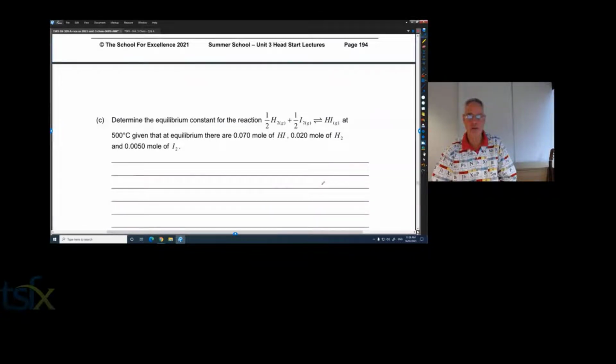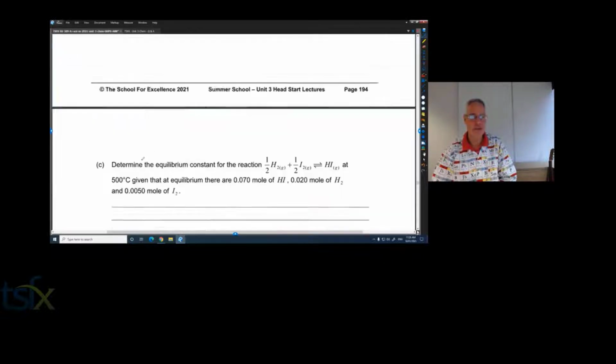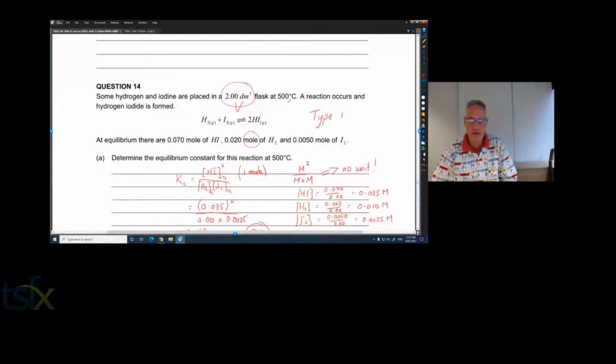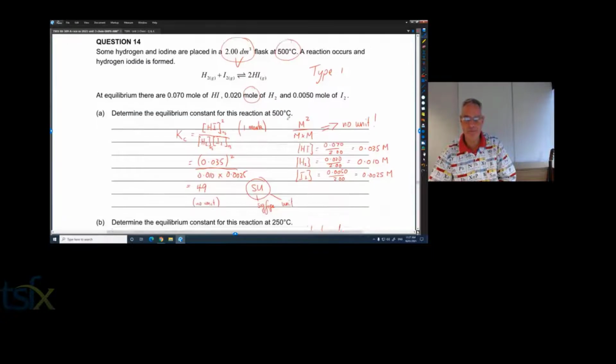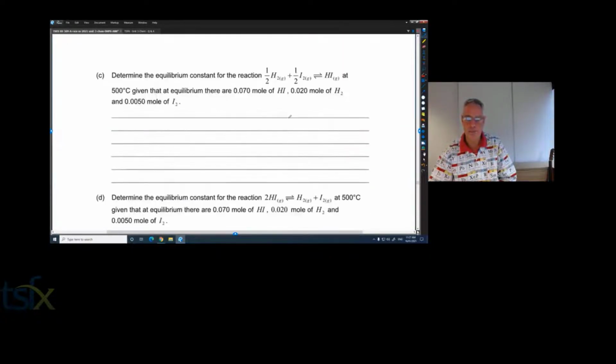Determine the equilibrium constant for that reaction. This is just messy. We've got the same data. Totally irrelevant, people. This is the same temperature. Go back and check. Was that at 500 degrees Celsius? Yes, it was. The K will be the same. But this is a different expression.